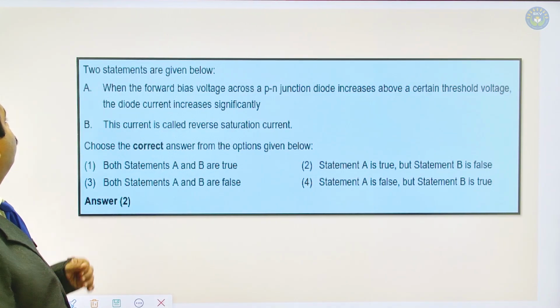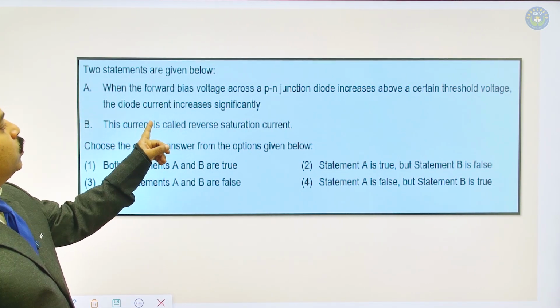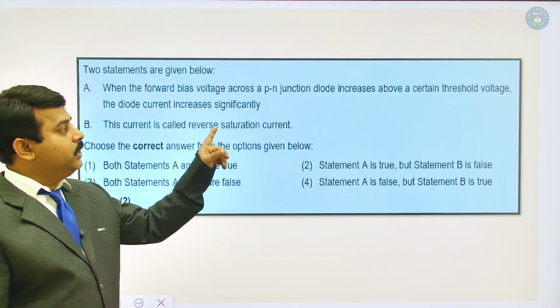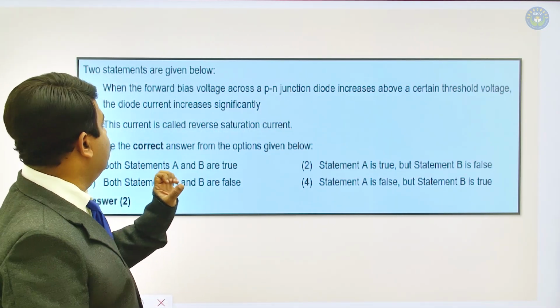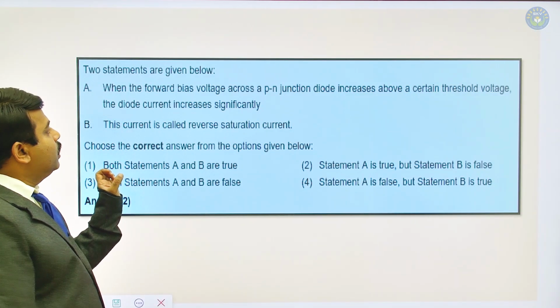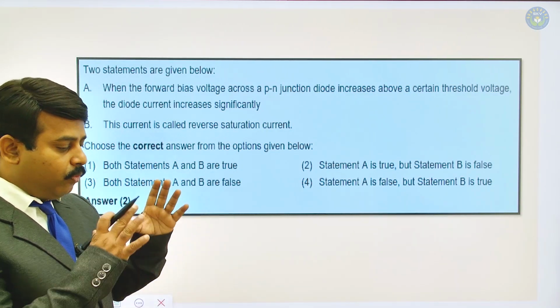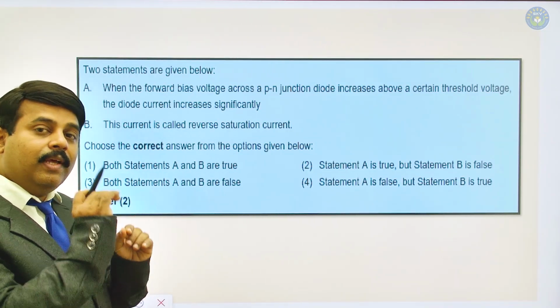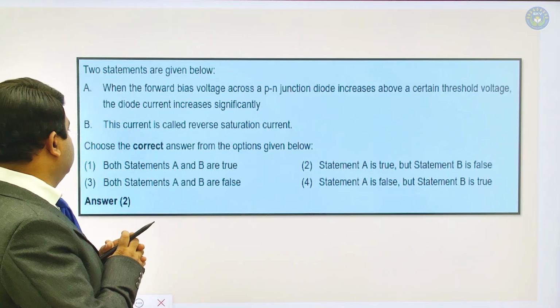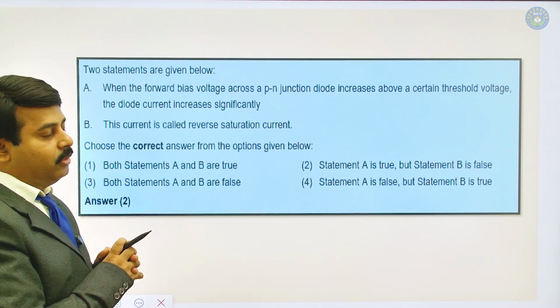Let's go to question number 40. Two statements are given below. When the forward bias voltage across a PN junction diode increases above a certain threshold voltage, the diode current increases significantly. That is correct only. During forward biasing, the junction barrier width decreases so that current increases. We already studied it. Now the next statement: this current is called reverse saturation current.